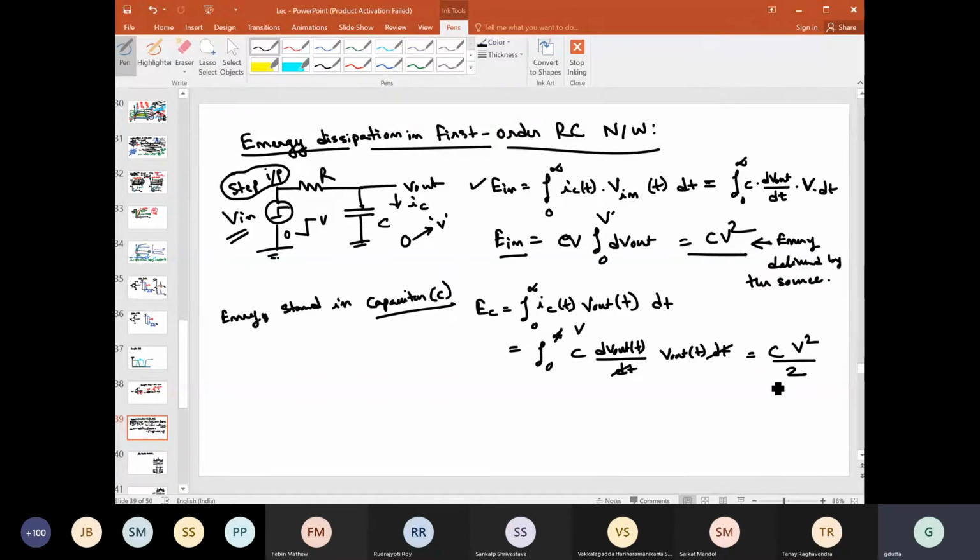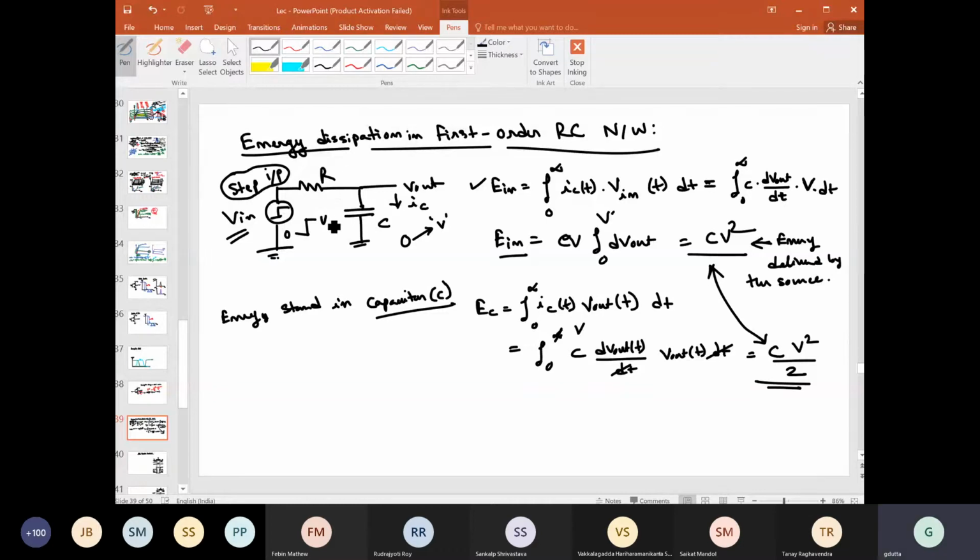Then where does the rest go? What is the difference between these? The difference is again half of CV square. So where does that energy go? Obviously that energy is being dissipated during charging across this resistance R, right? So should I write it or will you remember it? The half of CV square is being dissipated across this resistance R during charging.